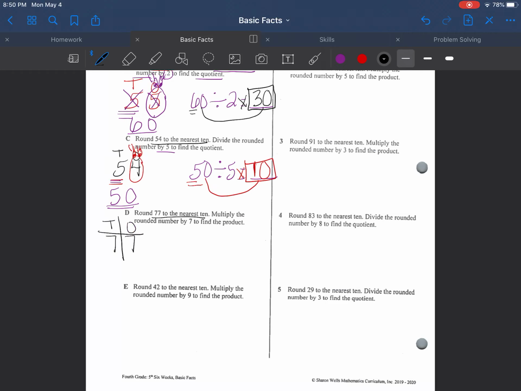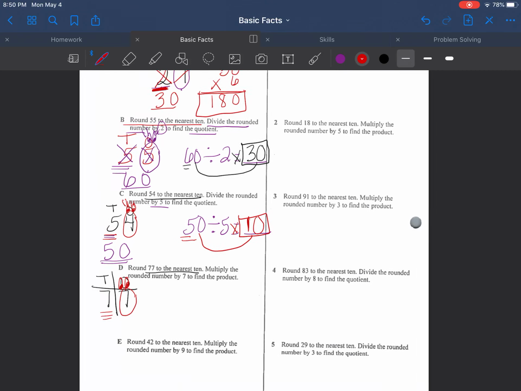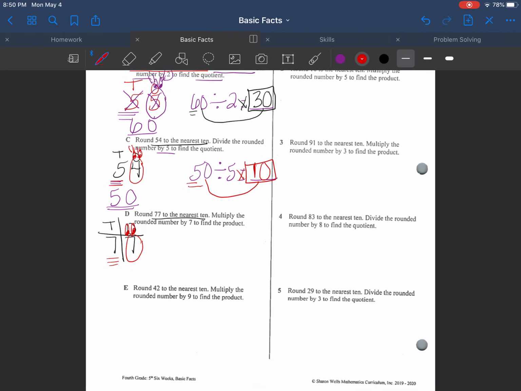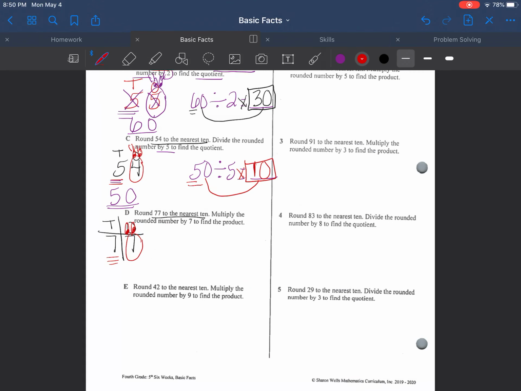Letter D. Round 77 to the nearest 10. So 77, these are my 1s and these are my 10s. Remember, they want me to round to the nearest 10, so I'm going to underline it. Circle the number to the right. So that means we're looking at 7. Remember, 5 or more, add 1 more. It's a 7, so that means it's bigger than 5, and we're going to add 1 more. But we add that 1 more to the number we underline, which is the 7. He's going to turn into an 8. And then the 7 becomes a 0.